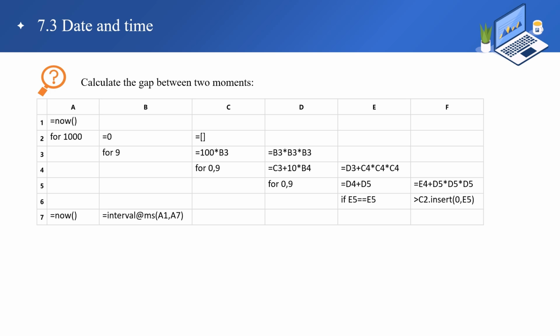Let's continue to learn about date and time operations. The most common requirement is to calculate the gap between two moments and the time after a period of time from a certain moment. For example, if we want to see how effective the optimization method used in the calculation of Narcissus number is, we need to calculate the execution time of this program.